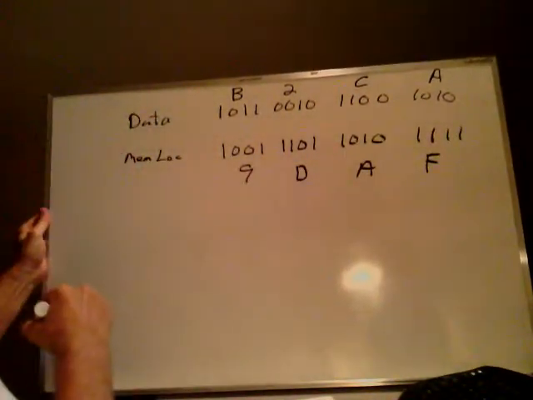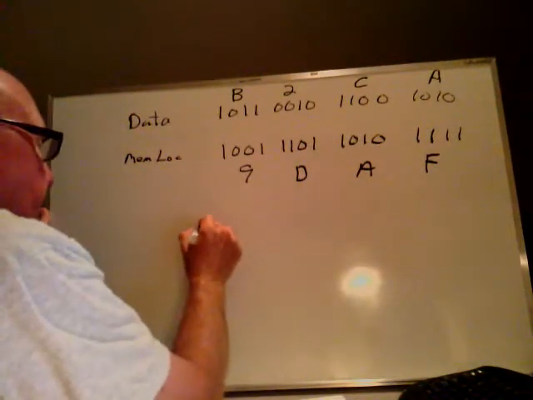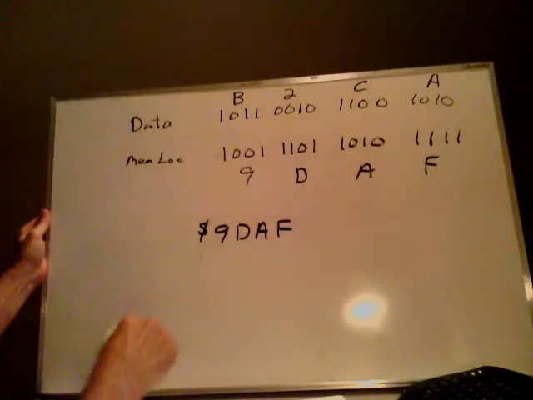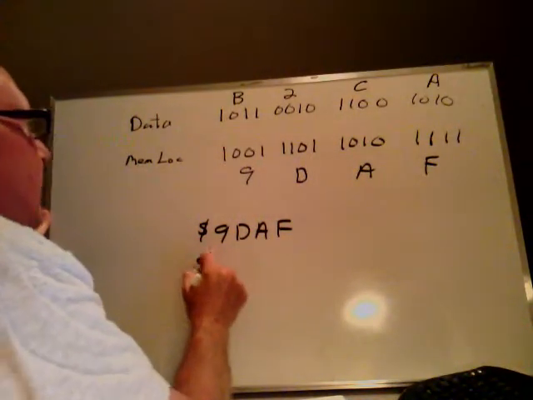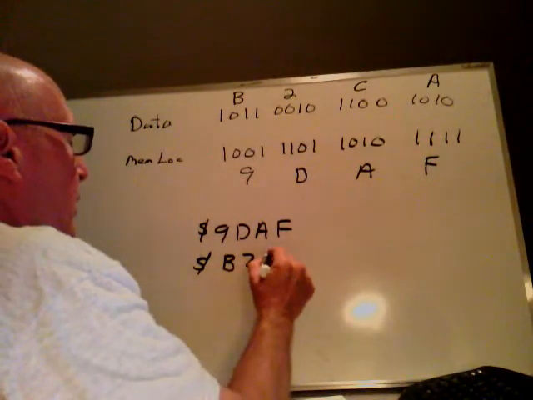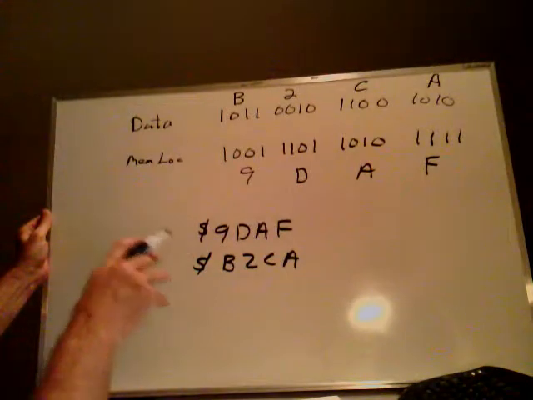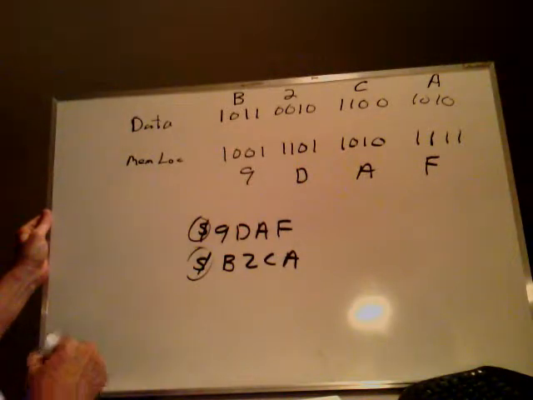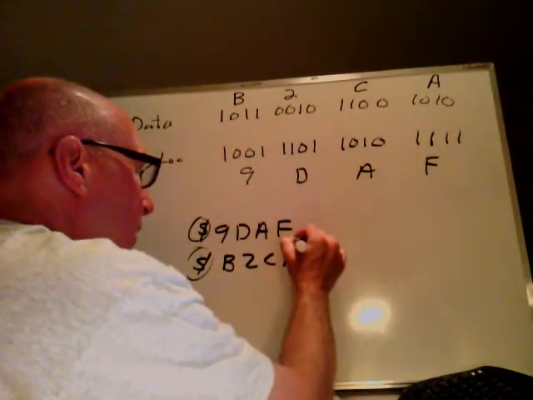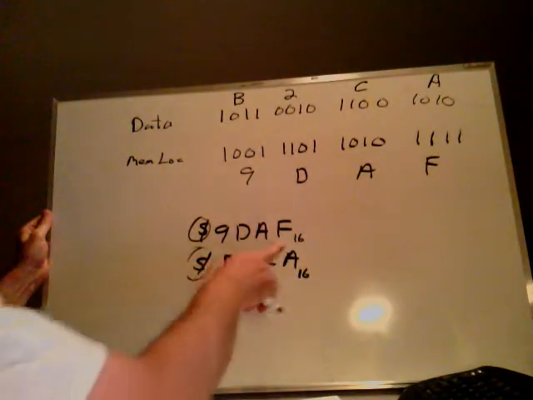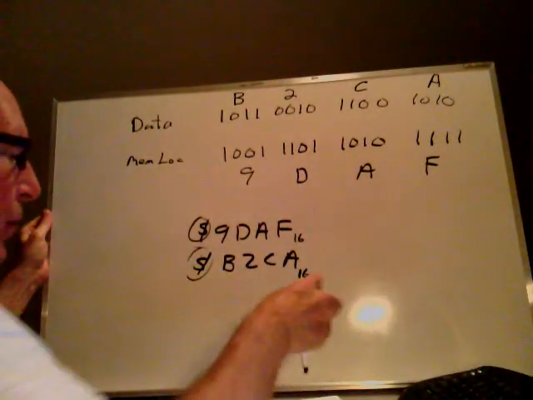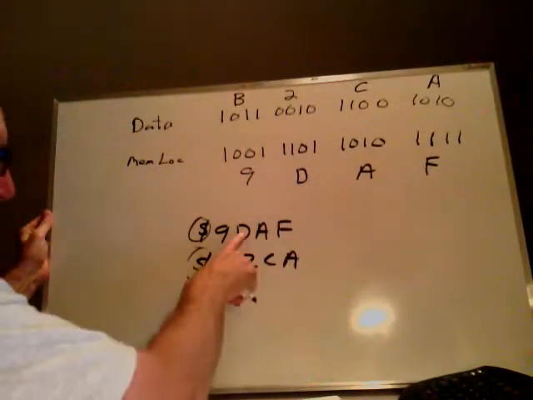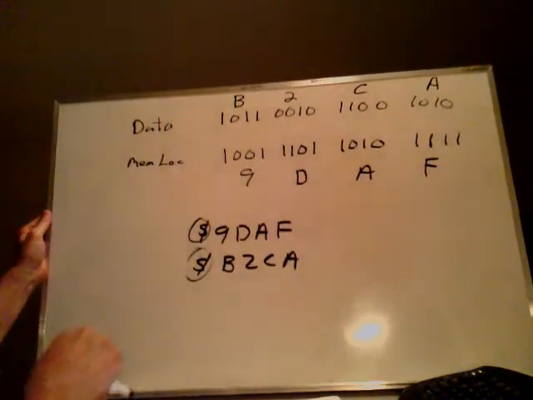So what you would tell the individual is go to memory location 9, Delta, Alpha, Fox, and in that memory location put in the data Bravo, 2, Charlie, Alpha. Notice we're showing these as hexadecimal numbers by putting a $ sign in front of them. Sometimes you can put a base 16 subscript out here, but when you're programming on computers, you can't put that subscript in, so we don't put the subscript in when we're showing this as a hexadecimal number. We're going to identify this as a hexadecimal number by putting a $ sign in front of it.